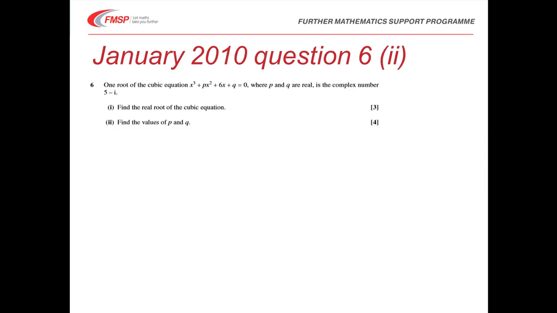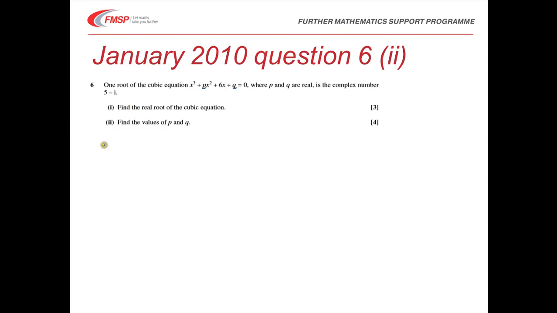So the second part of the question asks us to find p and q. Notice p is equivalent to b in the sum of the roots being equal to minus b over a, and q is equal to d in the product of the roots being minus d over a. So those are the results that I am going to use to do this question.